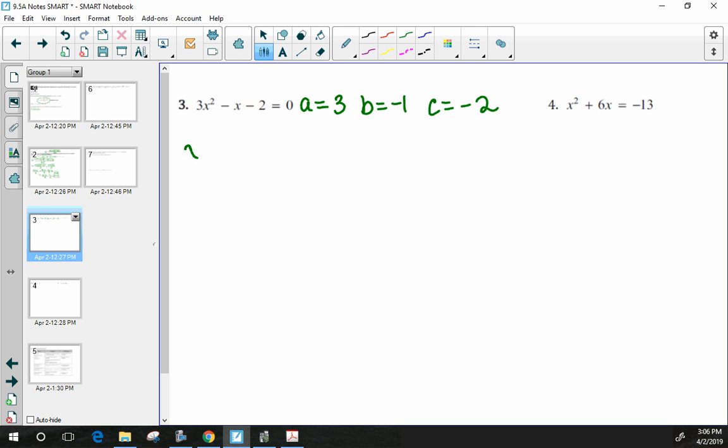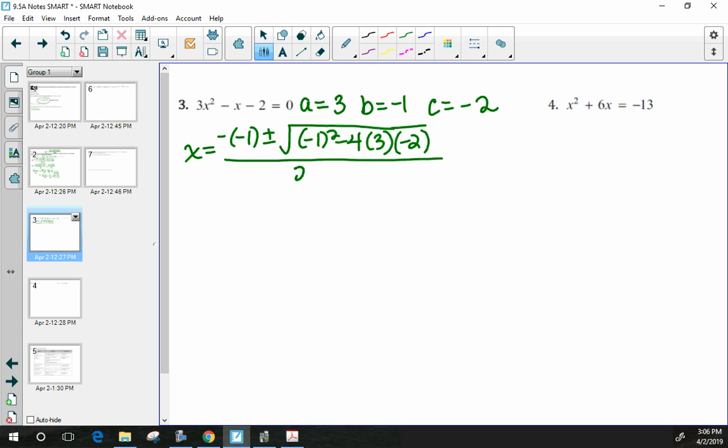So we've got x equals negative b plus or minus the square root of b squared minus 4ac all over 2a. Okay. All right. I don't really have to sing it to myself, but I figured it would help y'all. I'm trying to make this song get stuck in your head.